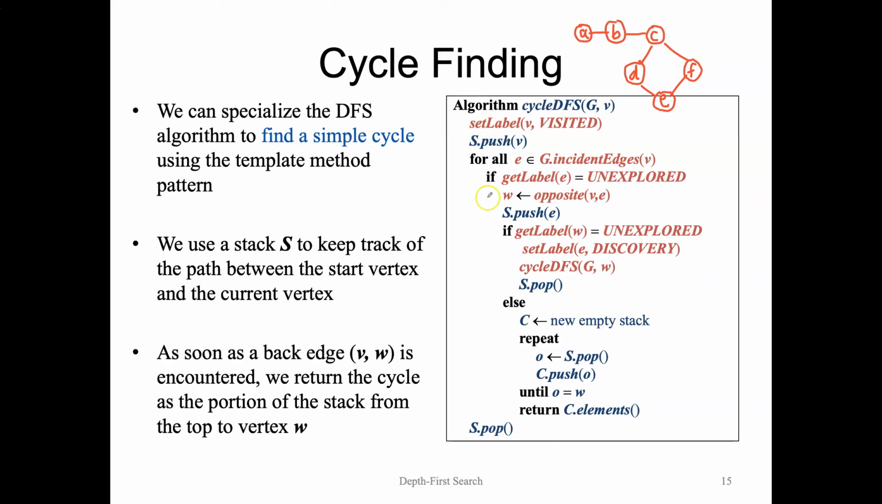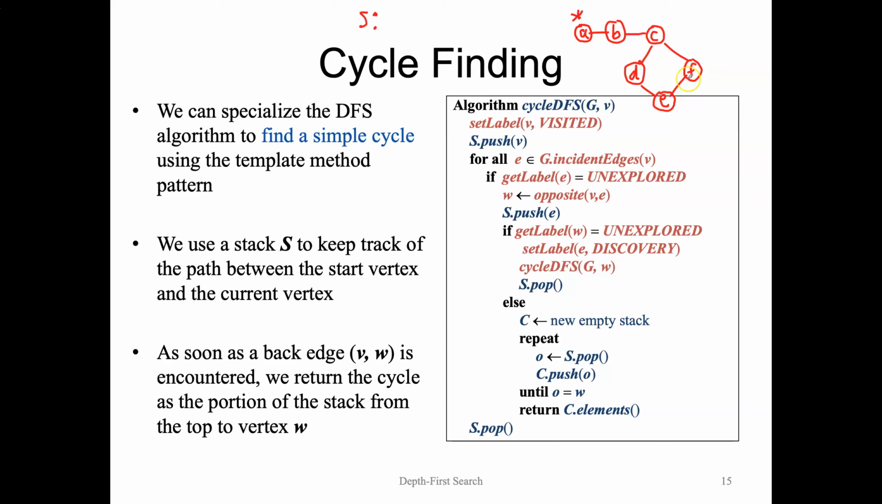So again, I have here in red what we have for our regular DFS algorithm. And then in blue, I have the additions of how we're changing this in order to make it find a cycle. So we want to find a simple cycle. And we're going to again keep track of a stack of what vertices and edges we followed in order to encounter some cycle. So let's say we start at vertex A.